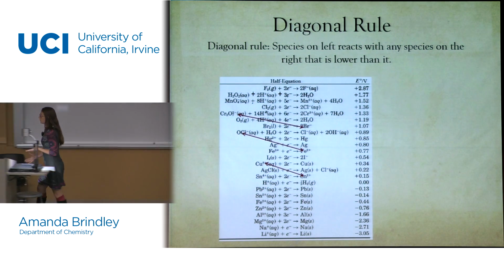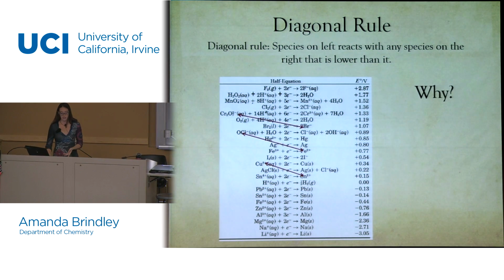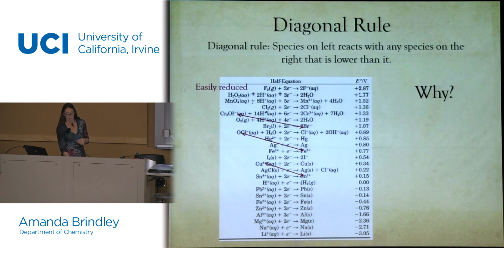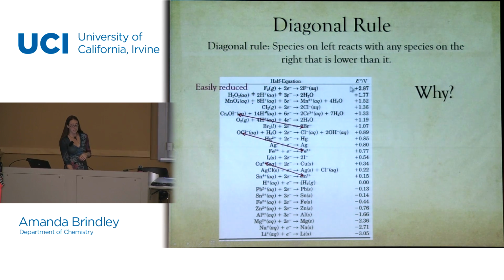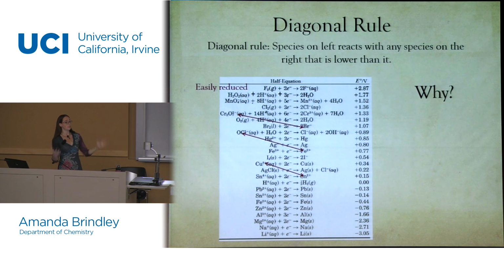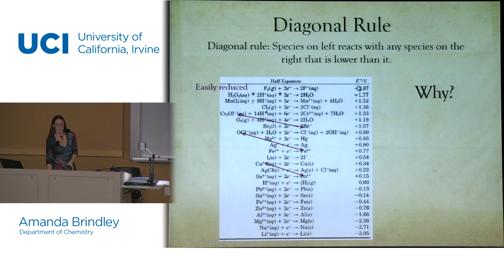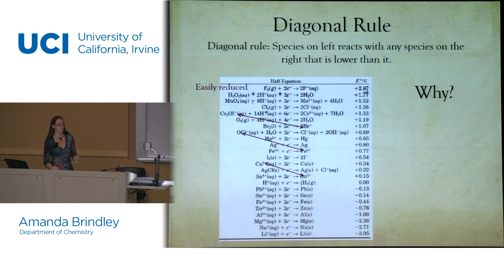Okay, that's a nice little rule. Let's think about why that is, though, so it's not just like a random thing that I told you. Up here, you have things that are easily reduced. Okay? And you know that because it has a high reduction potential. Again, if you have a great potential for something, you are likely to do it. If this has a high reduction potential, it is likely to be reduced.